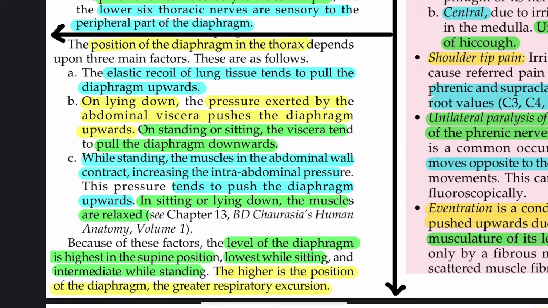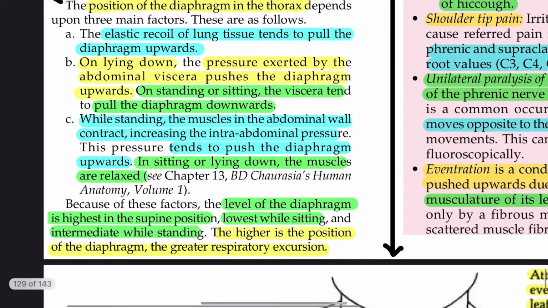And when you lie down in the supine position, basically what will happen? The abdominal viscera will push upon the diaphragm and exert a pressure, so the diaphragm will be pushed upwards, and while you're standing, the viscera tends to pull the diaphragm downwards. So on standing and sitting, the viscera tend to pull the diaphragm downwards. That's very obvious. Now while standing, the muscles in the abdominal wall contract, which increases the intra-abdominal pressure, and this pressure tends to pull the diaphragm upwards. But while you're sitting or lying down, the muscles are relaxed and the diaphragm is pulled downwards.